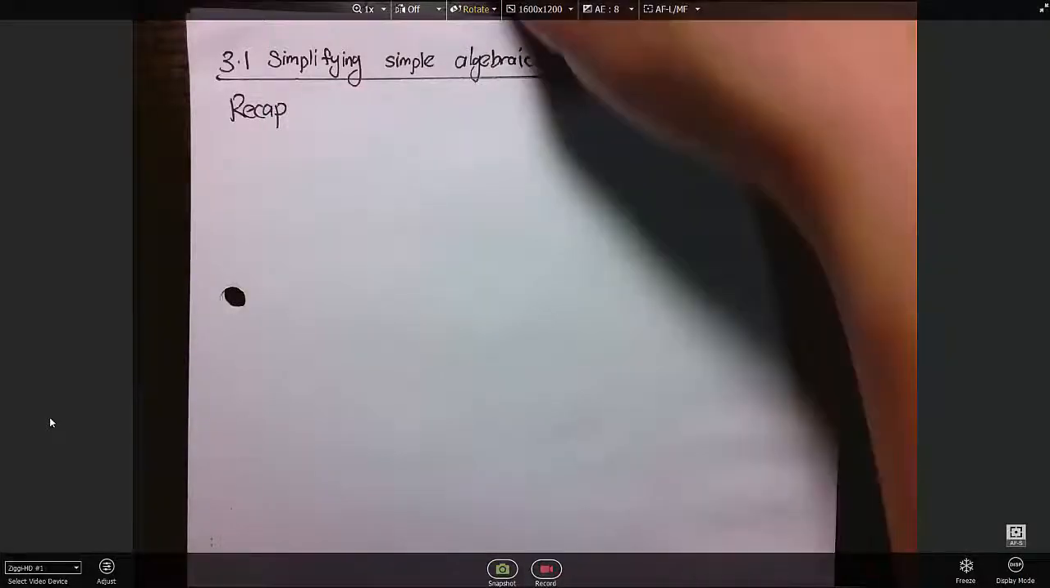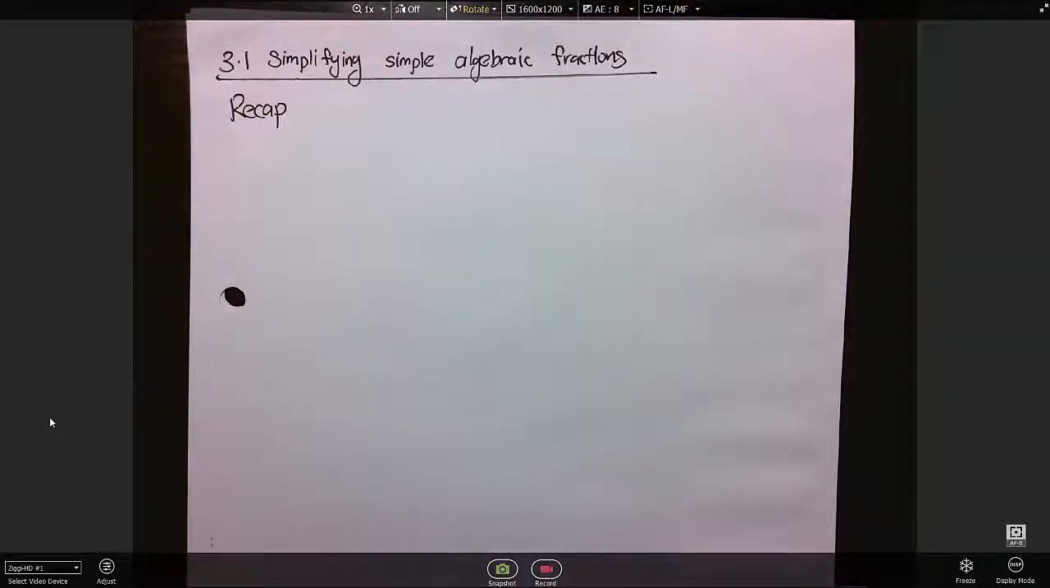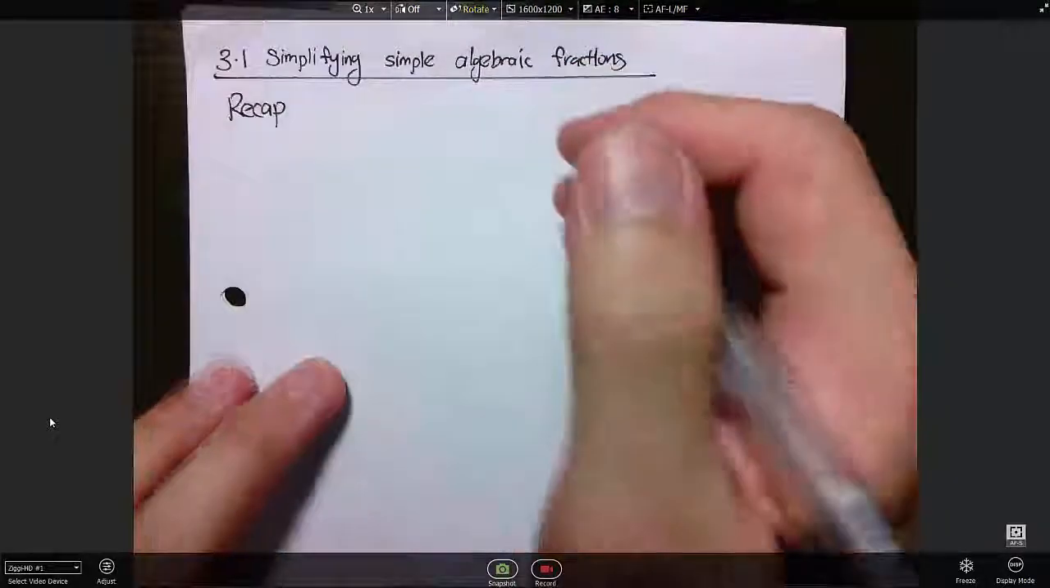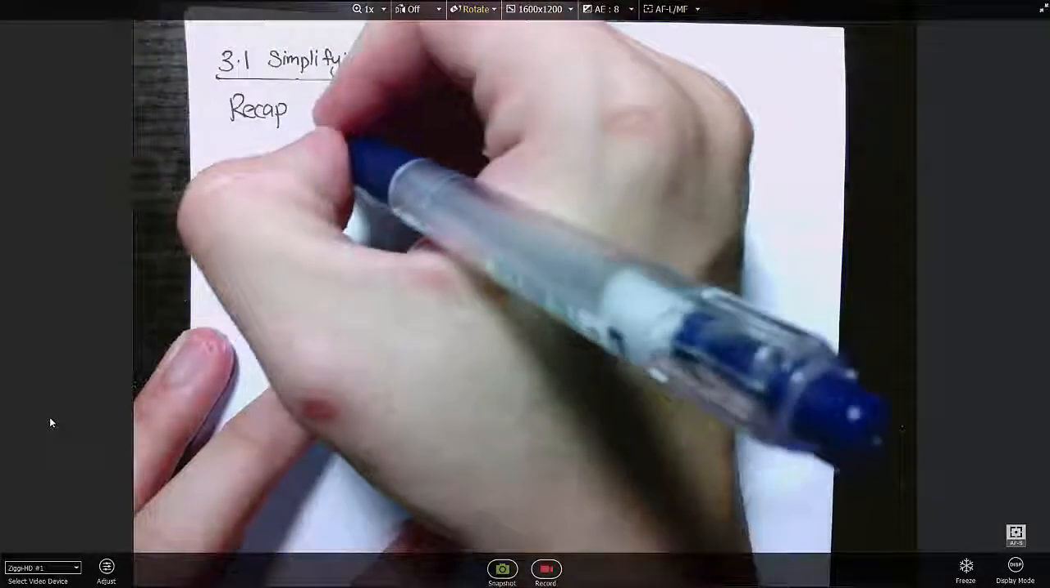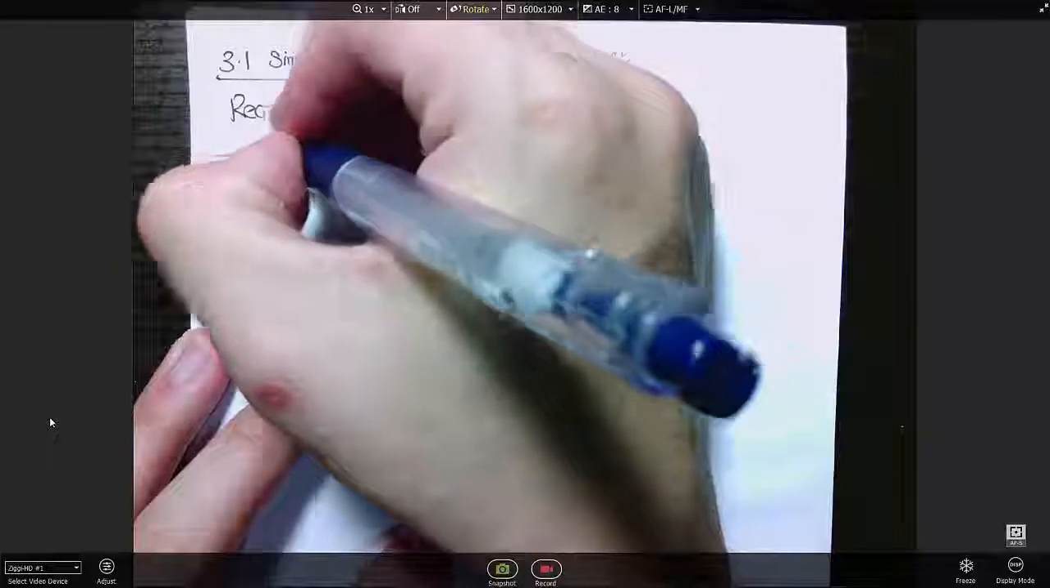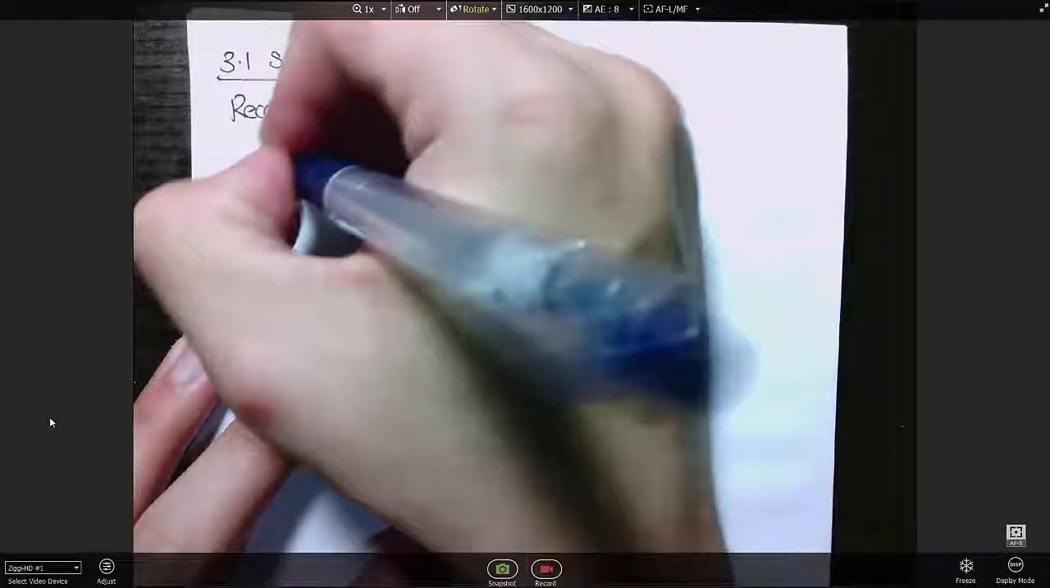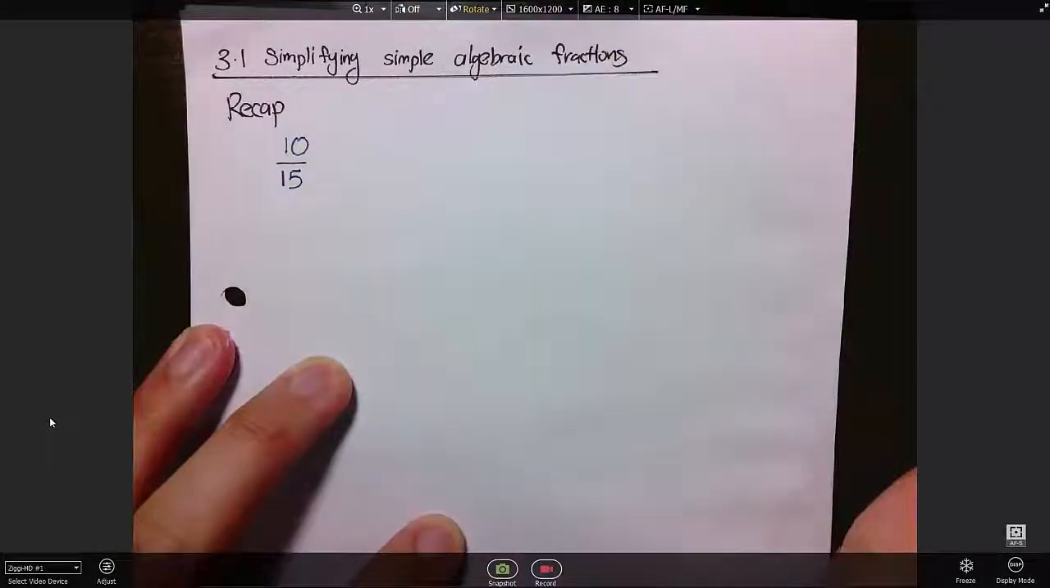Right, today we're going to do 3.1, simplifying simple algebraic fractions. But first we recap something from primary school. If, let's say, in primary school you have something like this, a fraction 10 upon 15, how do we simplify this?